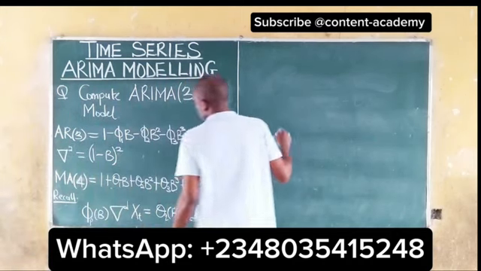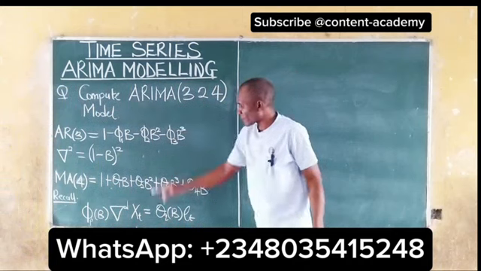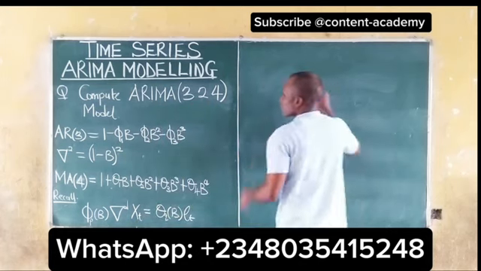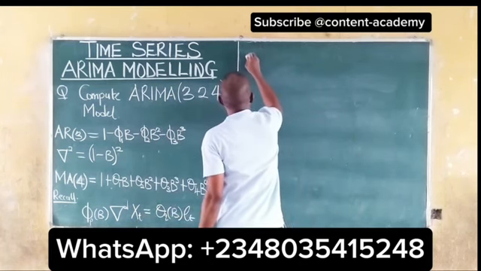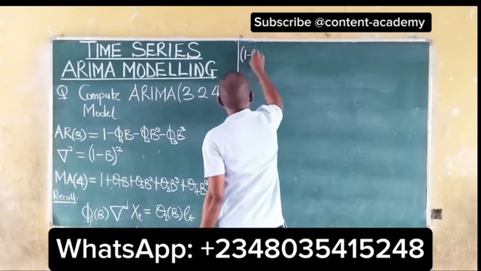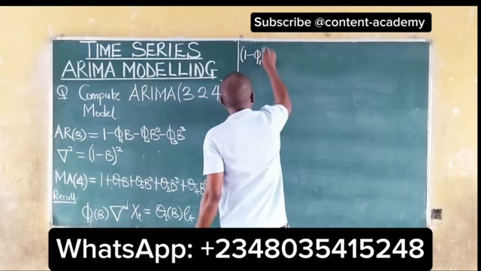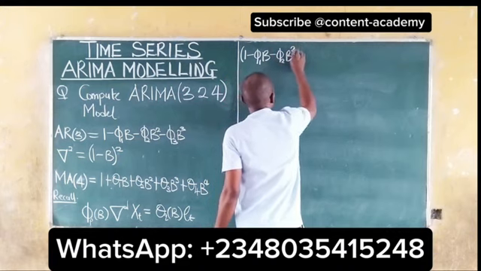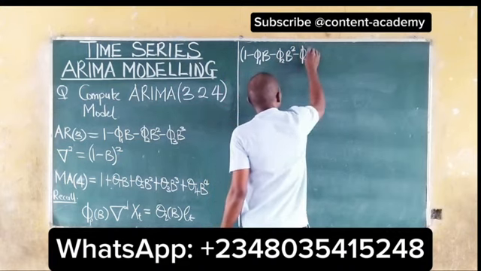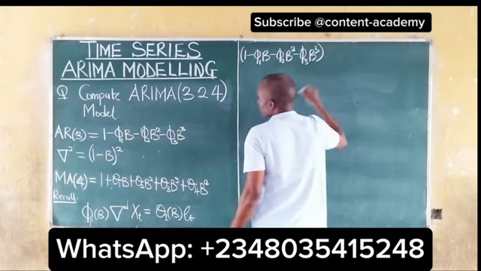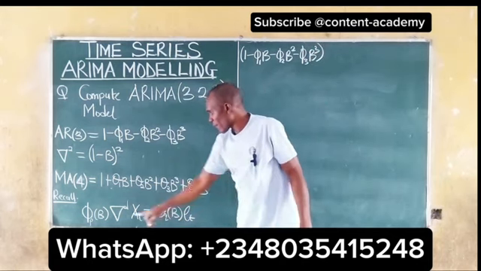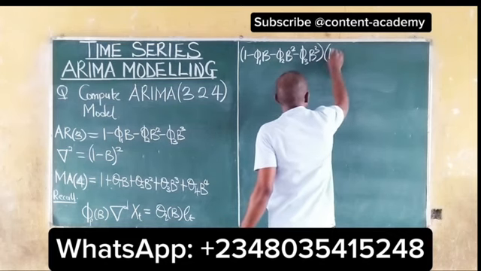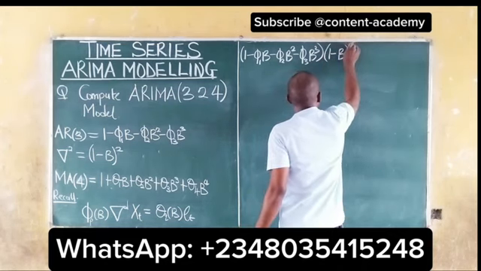So the first on our list is the AR part. That means this part is what we first write on this side. The AR part is 1 minus phi 1 B minus phi 2 B squared minus phi 3 B cubed. Then multiply by the differential part. Our differential part is 1 minus B raised to the power of 2.